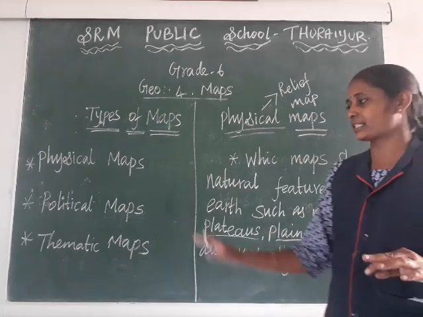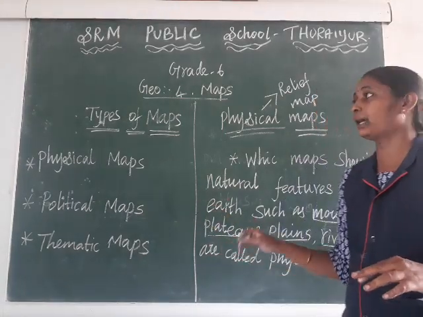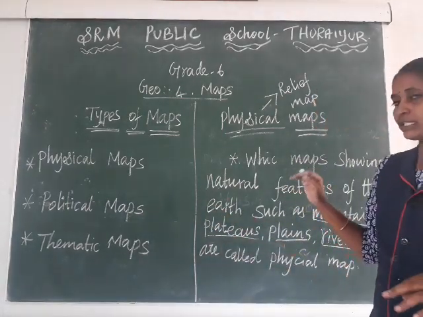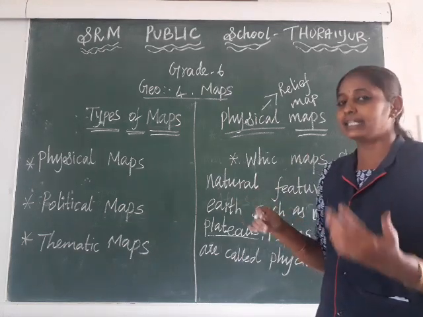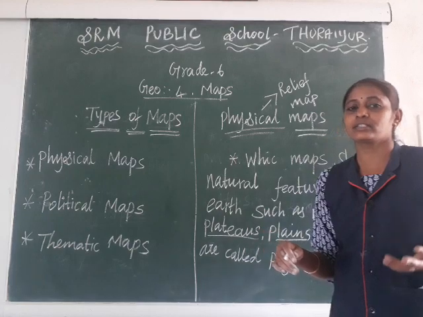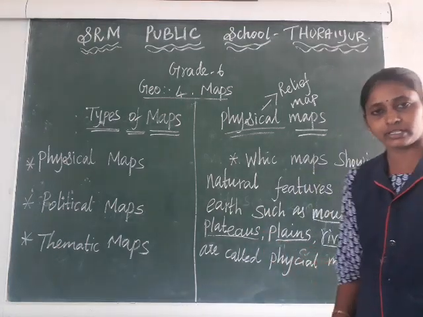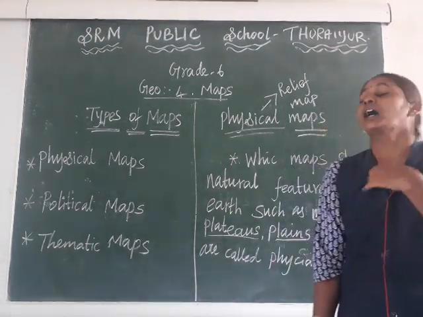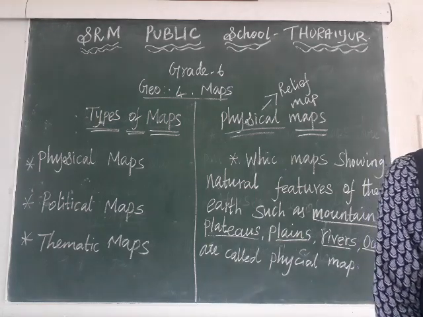So we have three categories of map: physical map, political map and thematic map. What is the other name of the physical map? Relief map. Which map shows the physical features of the earth? Natural features of the earth is called a physical map.